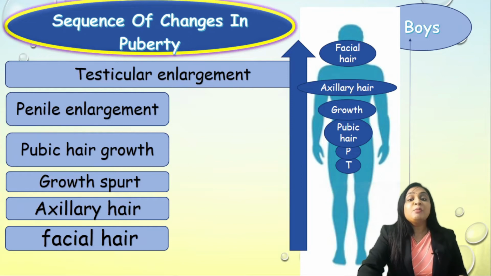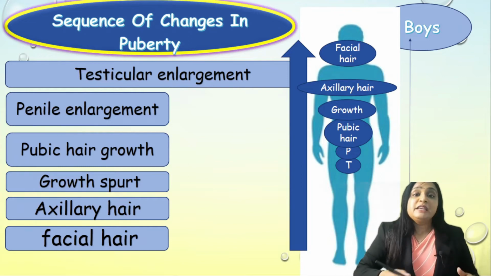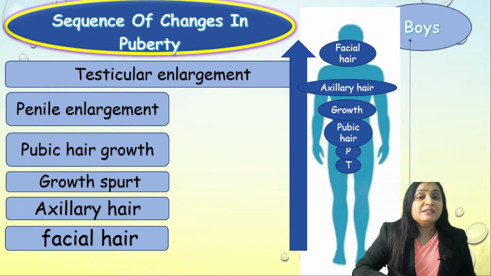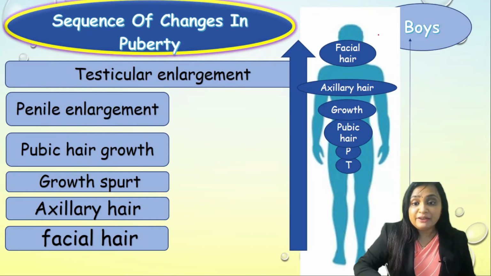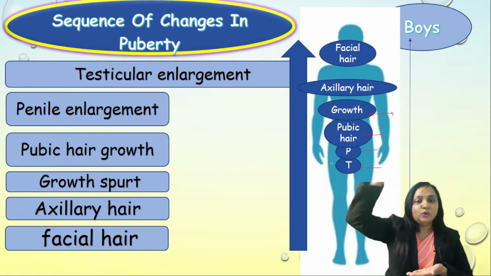Now if you see the boys, the sequence of changes in puberty is totally different, and for ease of remembrance you can remember this figure, that it starts from down. First is testicular enlargement, then penile enlargement, then pubic hair growth, and then the general growth spurt, which is seen the same as in girls. So you can remember it is from bottom to up.